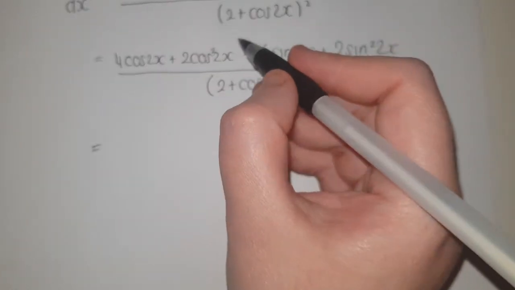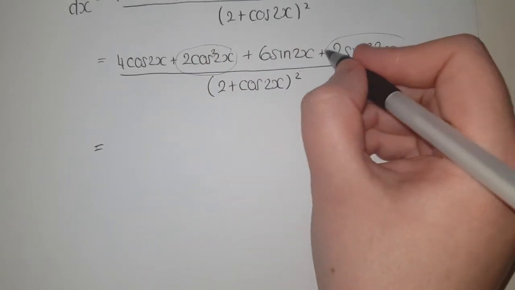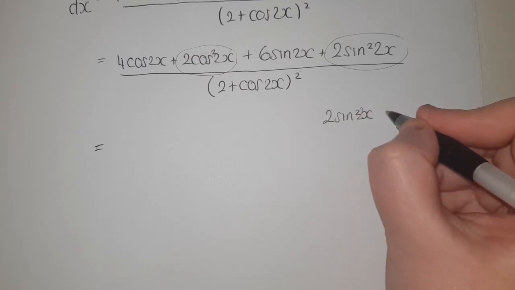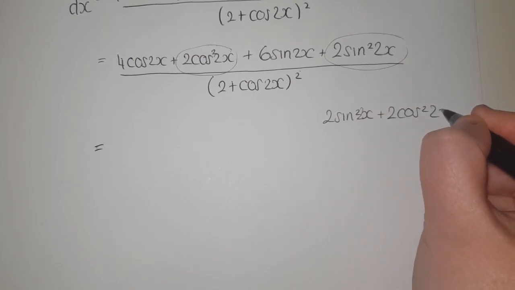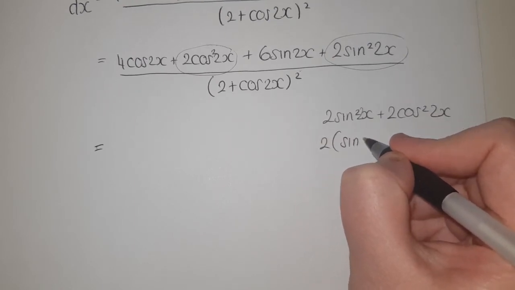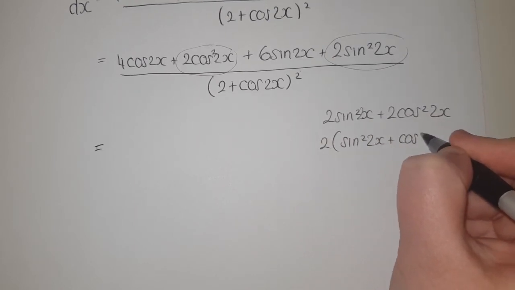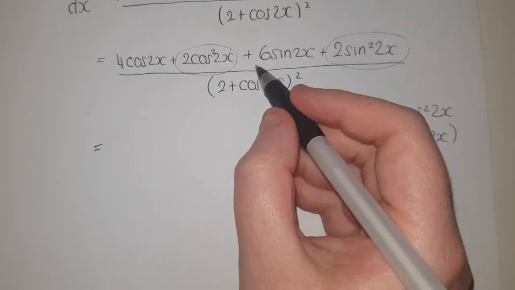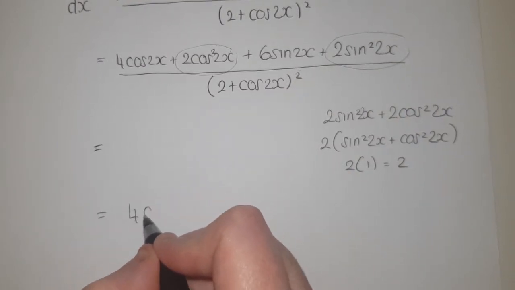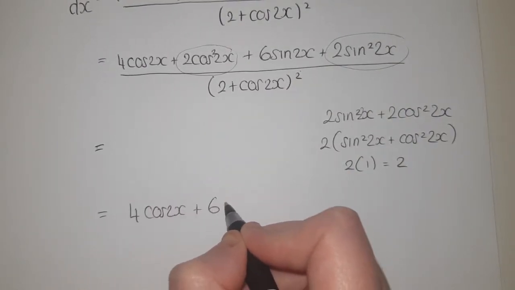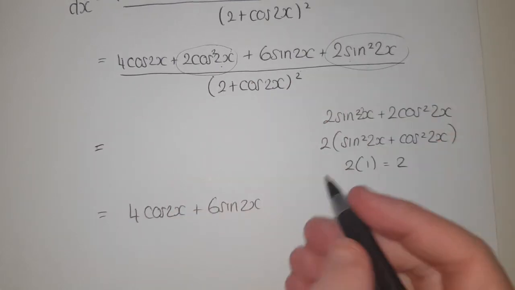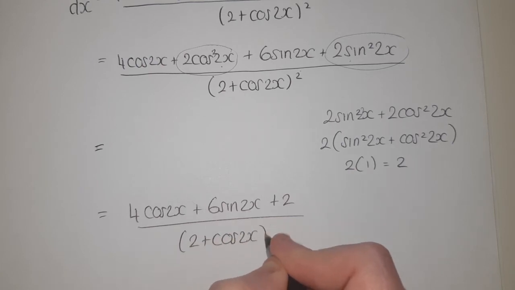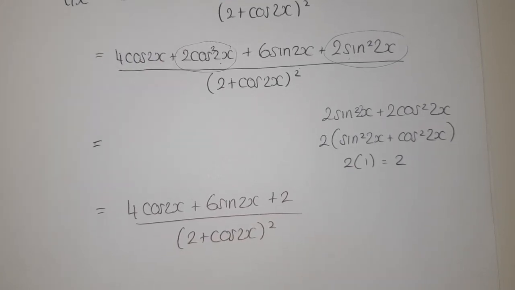So on this one, we know that 2 cos squared plus 2 sine squared, so I'm just going to write this over here, 2 sine squared 2x plus 2 cos squared 2x, that's just 2 lots of sine squared plus cos squared, and we know sine squared plus cos squared is 1, so I get 2 lots of 1, which is just 2. So I can make the top of this fraction 4 cos 2x plus 6 sine 2x, and these two disappear to just become 2 all over the bottom, which is exactly what they wanted us to show.